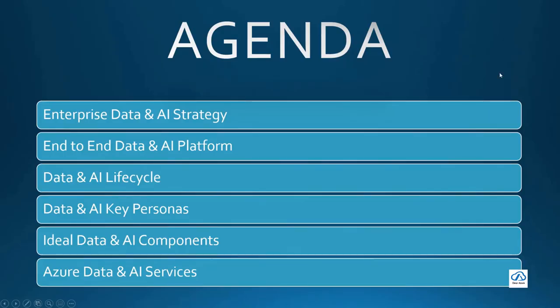Okay. Before we jump into the details, we'll give a very high level agenda. We'll talk about enterprise data and AI strategy, and the end-to-end data and AI platform. How does it look? How does the data and AI lifecycle look, because when we are designing a solution architecture, we need to know what the lifecycle is, because our architecture needs to adapt with the lifecycle. It cannot be separate or isolated from the lifecycle. What are the personas or job roles or people involved in this lifecycle, who will use this architecture, and in an ideal world, the things you need to consider regarding data and AI components and the things Azure is offering from a data and AI point of view.